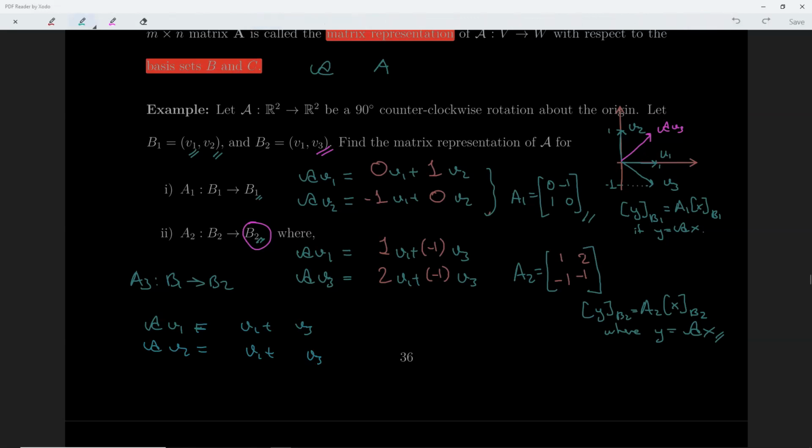Let me write the coefficients here. Alpha 1, alpha 2, beta 1, beta 2, and A3 will be alpha 1, alpha 2, beta 1, beta 2 there. Okay.